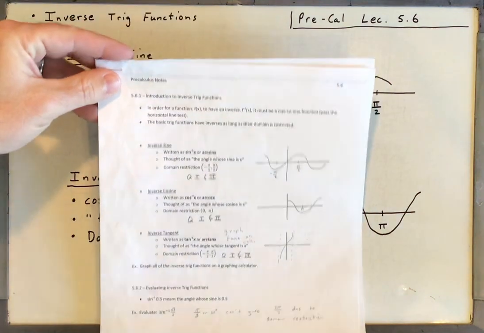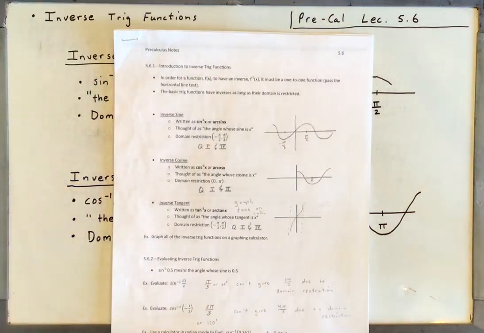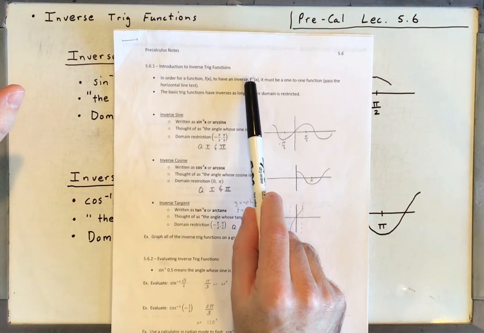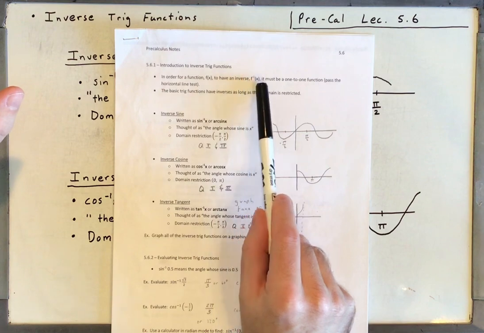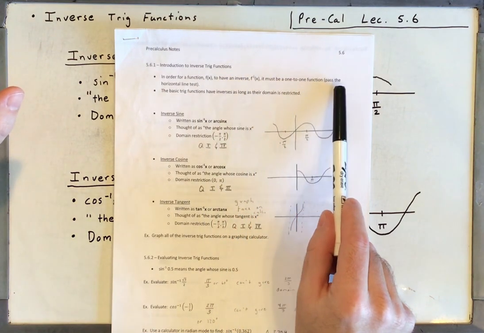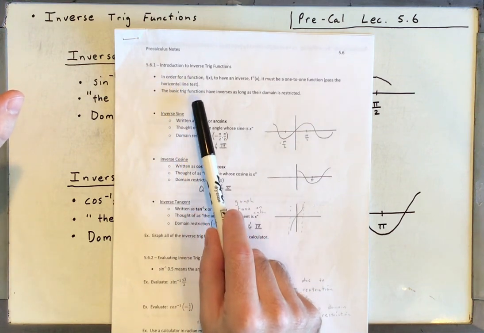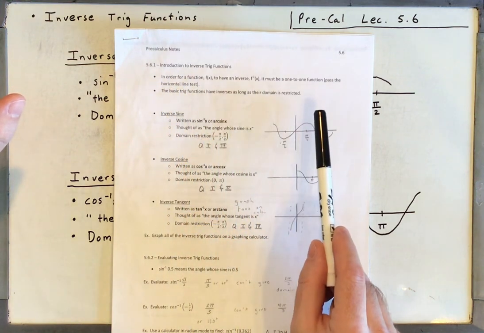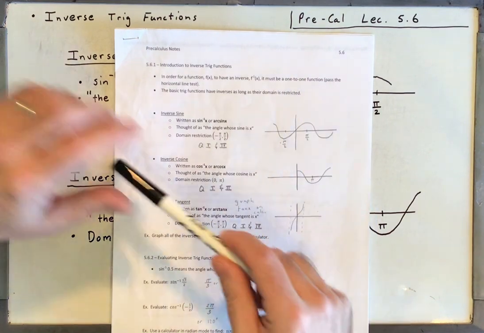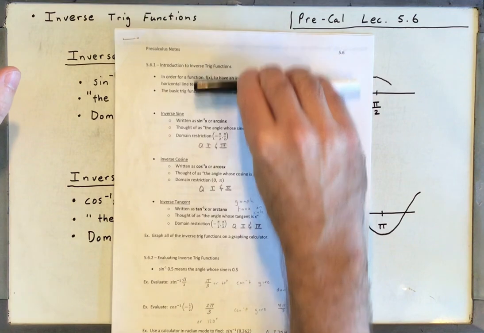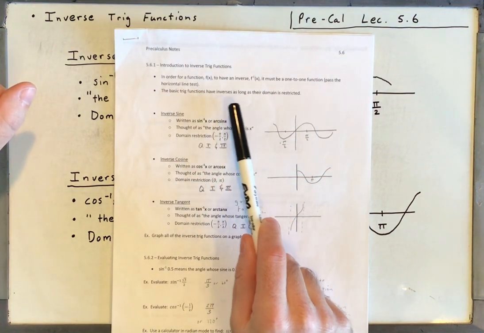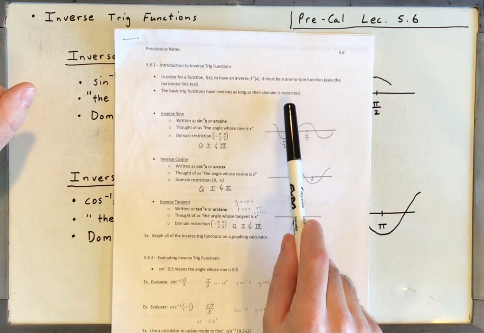So inverse trig, on the first bullet, in order for a function to have an inverse, and the way we write that is f to the minus 1 of x, that's one of the ways that we say that, it must be a one-to-one function and pass the horizontal line test. You might remember that all the way back from chapter 3, how we determined whether something was a function or not. Does it pass that horizontal line test? Okay. And the basic trig functions have inverses as long as their domain is restricted.